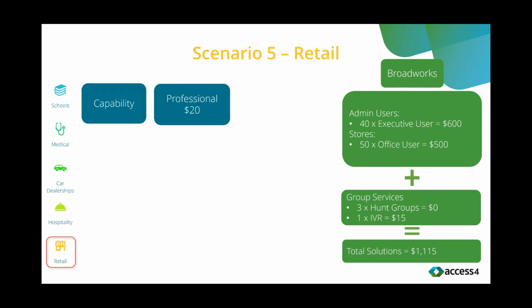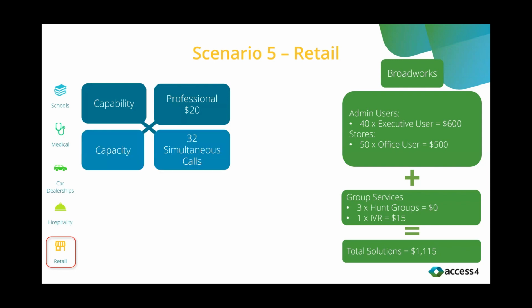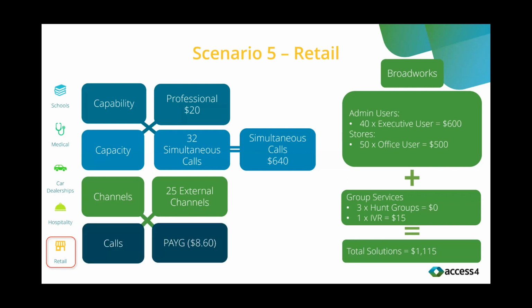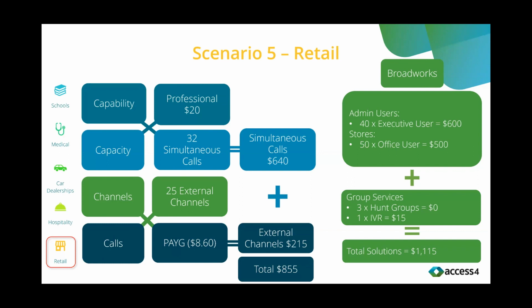So on the UC Xpress side, from a capability standpoint, we're looking professional. So a lot more functionality there. They may want reporting or something along those lines. Multi-tier IVRs is the main reason why we went with this, to give them that extra functionality on that side. And 32 simultaneous calls around the organization, coming to $640. From a channels perspective, 25 channels, pay as you go on that side, coming to $215. So $855 on a retail side. So really useful from that side.